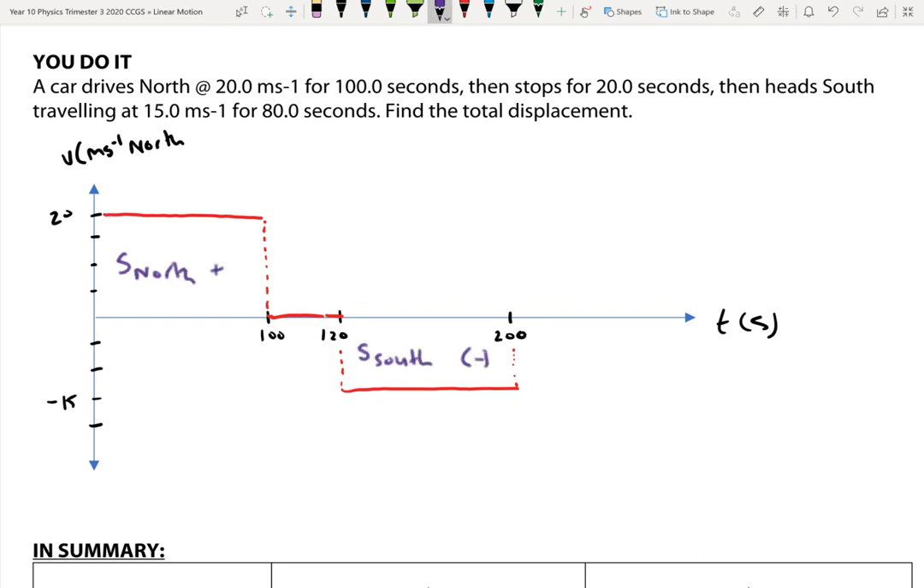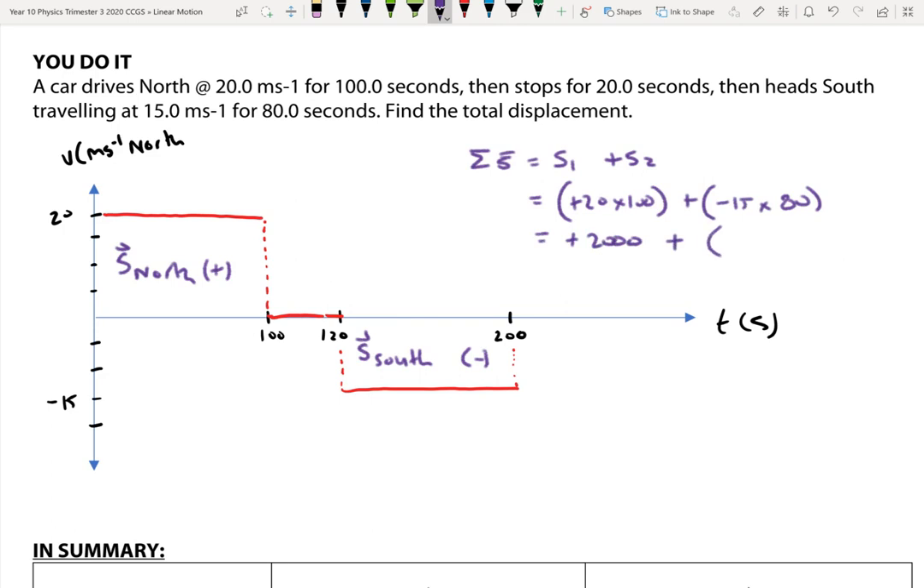What does the S mean? Displacement. Remember our little vectors? So now you can do your fancy maths. The sum of your displacement is S1 plus S2. Now this is almost the same example as the students running. You're going to have a greater north displacement. You're going to get plus 2,000 and then minus 1,200. That's it.